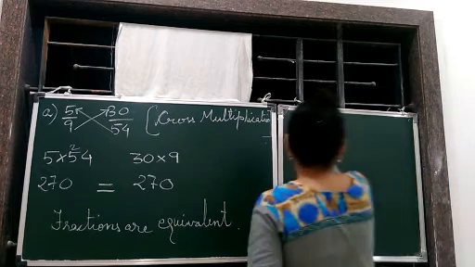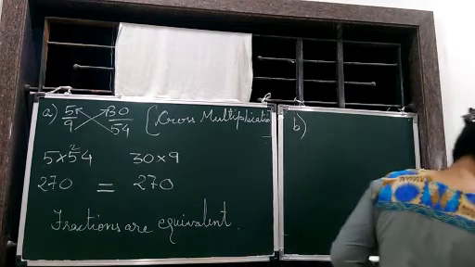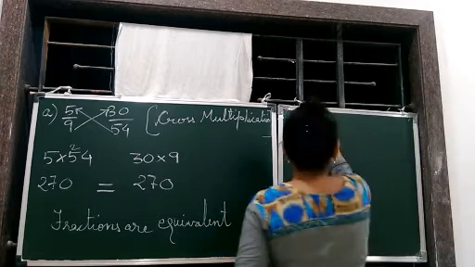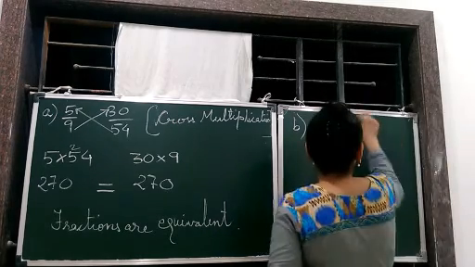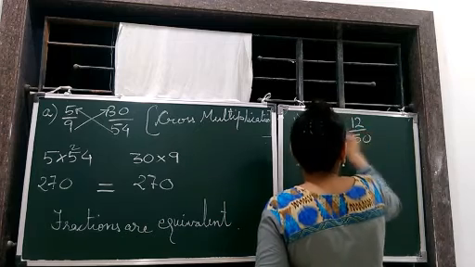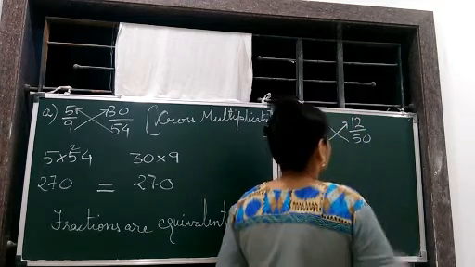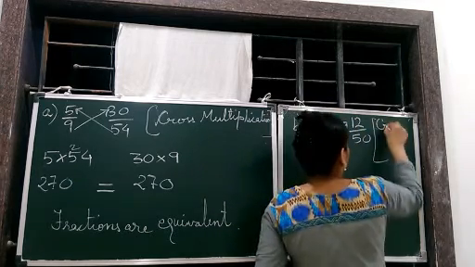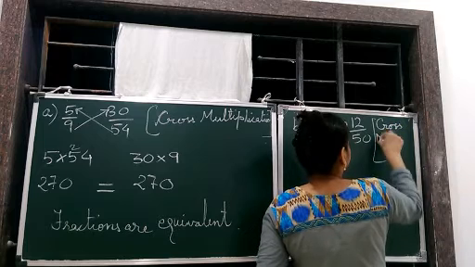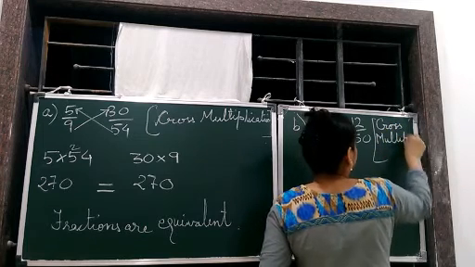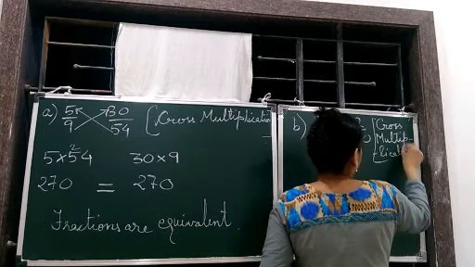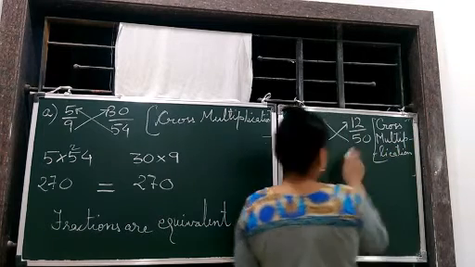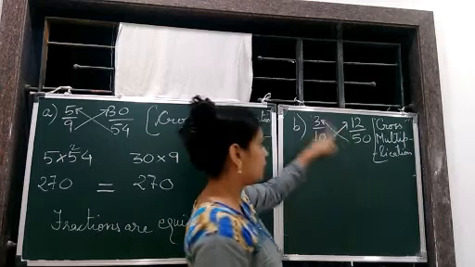B. 3 by 10 and 12 by 50. Again, using what? Cross multiplication. Using cross multiplication, that means 50 goes here.